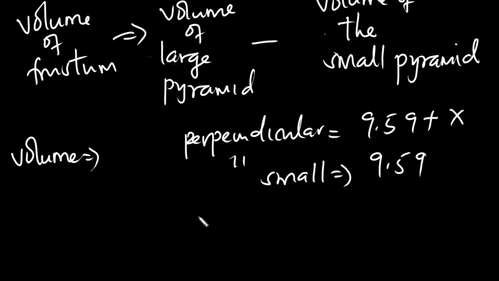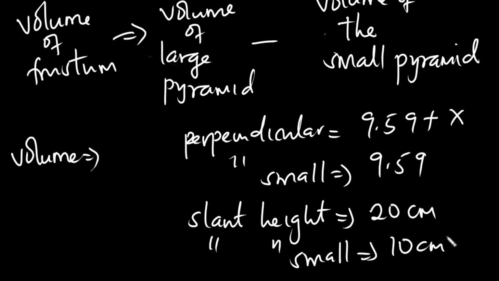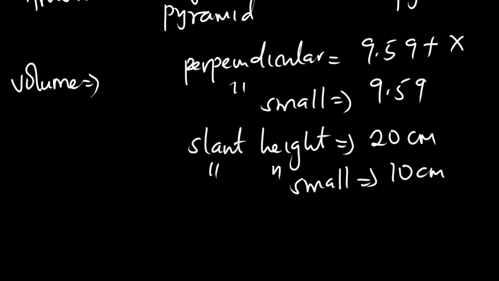So we have the slant height of the big pyramid is 20, and the slant height of the small pyramid is 10 centimeters. So you can use the linear scale factor to obtain the value of x. We just need to get the ratio of the two corresponding sides, the two corresponding lengths for each of those two pyramids.